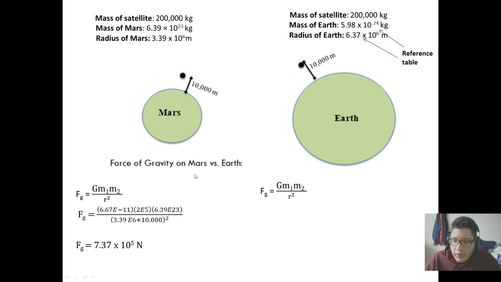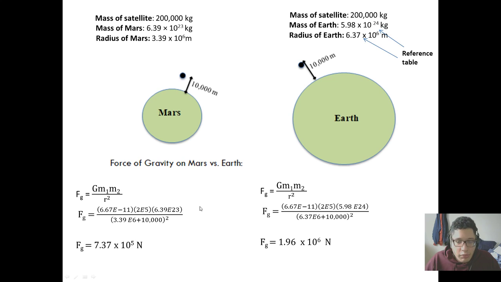Now, we can do the same thing for calculating the force of gravity on Earth. Fg is equal to G m1 m2 over r squared. Same idea. The only thing I'm changing here is that I am throwing in the numbers for Earth instead of the numbers for Mars. So my radius is going to be different, and my mass is going to be different. And again, I'm still doing this plus 10,000 because I'm not just thinking about the center of the Earth to the edge of the Earth. I'm thinking about the center of the Earth to the edge of the Earth plus 10,000 extra meters. When I calculate that out, I get 1.96 times 10 to the 6 newtons.